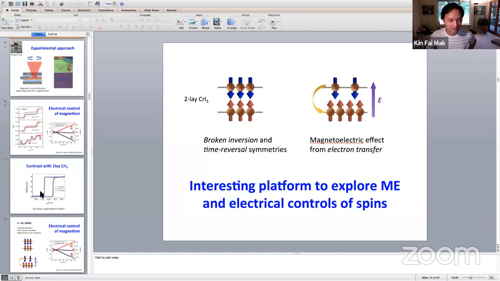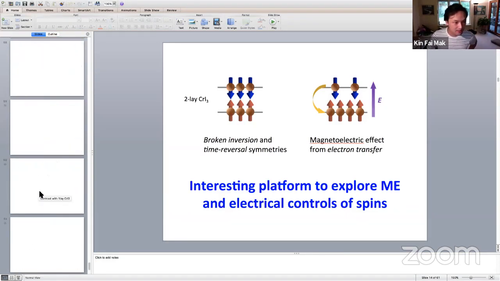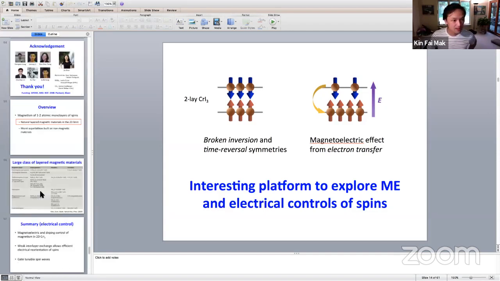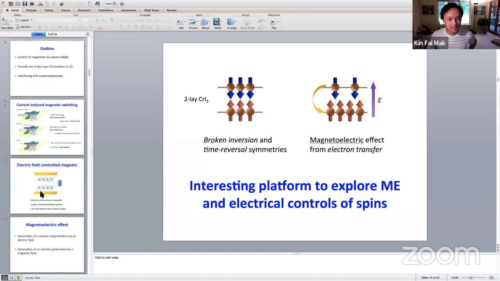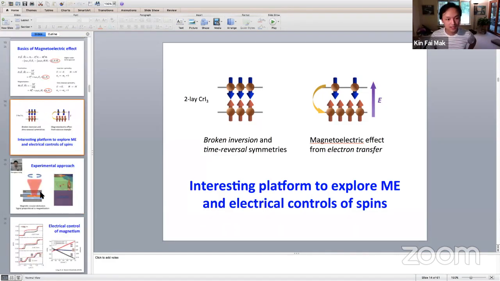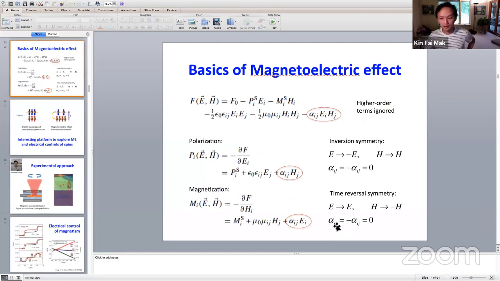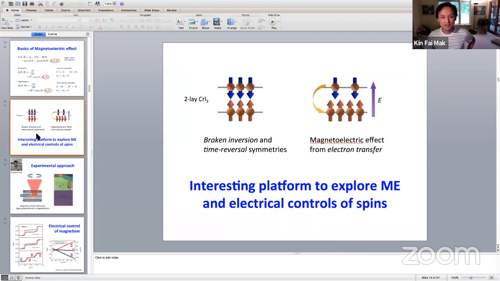Sorry, I don't have the slide to show here, but it's in our paper that you can look up. We have calibrated the magnetoelectric coefficient alpha value here. It's rather big. It's not as big as in a multiferroic system, but it's quite big. I remember it's orders of magnitude bigger compared to the magnetoelectric coefficient in chromium oxide.